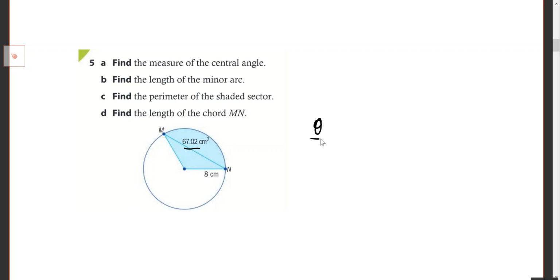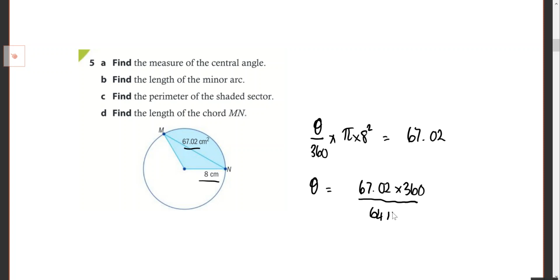So we know that theta over 360 multiplied by the area, so that's pi times 8 squared, where 8 is the r, is equal to 67.02. Okay, so then we rearrange. We multiply through by the 360. So we've got 67.02 multiplied by 360, and we then divide by 64 pi. So all divided by 64 pi. And I think you get the answer rounded to 120 degrees.